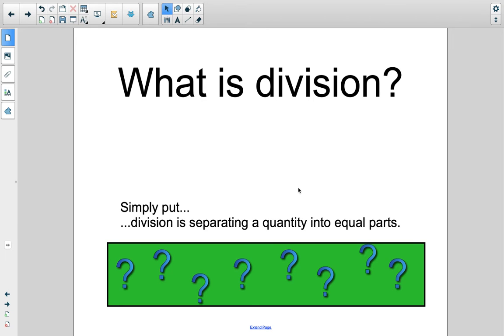The interesting thing about division is we use division all the time. It's one of the most used operations. The thing is, you don't realize you're using it.